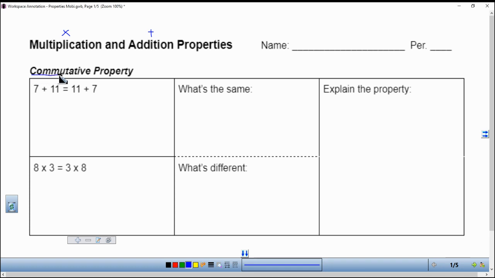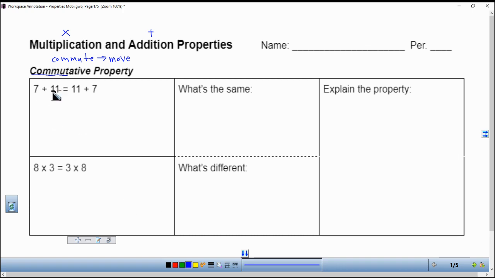Commutative has a word in it that you might be familiar with, you might not, and that word is commute. Right? If you commute, that means you're like moving from one place to another. So commute means to move. That's going to be an important part of this property. So what we're going to do is take a look at a couple examples and see what's the same and what's different, and then we'll see if we can explain the property.